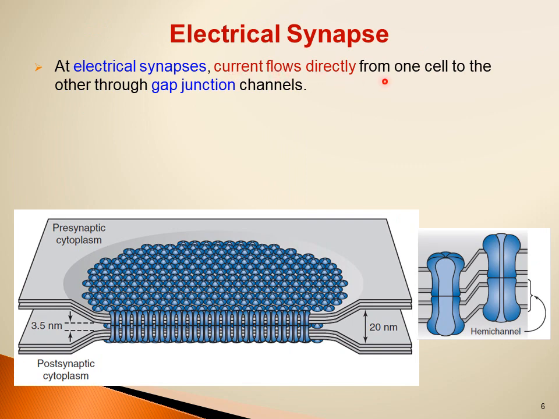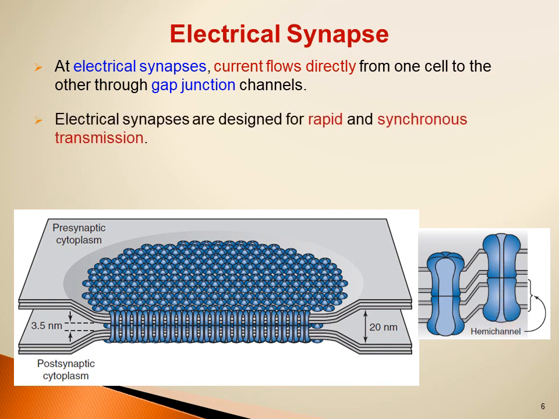current flows directly from one cell to the other cell through gap junction channels. And in these gap junctions, as you can see here, the synaptic cleft is very narrow, about 2 to 4 nanometers, on average 3.5 nanometers. This area is full of gap junctions. Each gap junction is composed of 2 hemichannels called connexons, and each connexon is composed of 6 subunits called connexins that surround a water-soluble pore that will allow the flow of ions between the 2 cells.